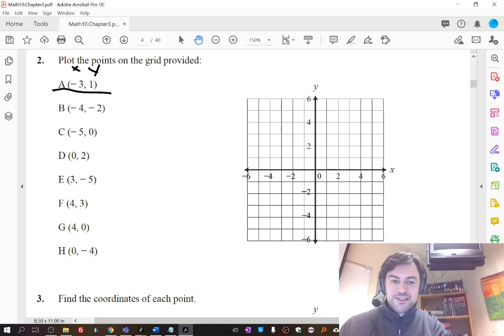So I'm going to find x and -3, right? So here's the x-axis, and right here is where -3 is. And then the y coordinate is +1, so that's where +1 is, right here. And then I just sort of see where they meet, just like I'm playing Battleship.